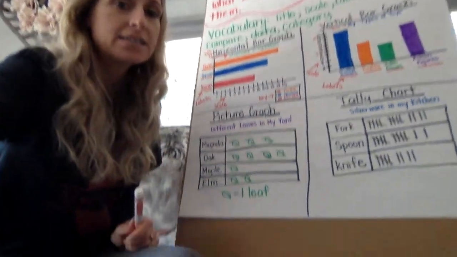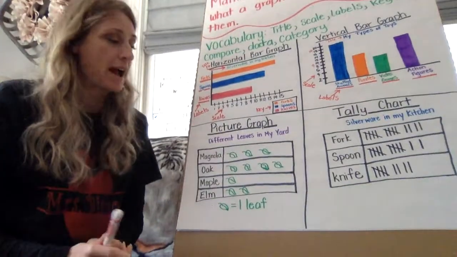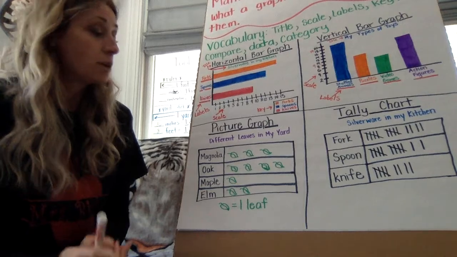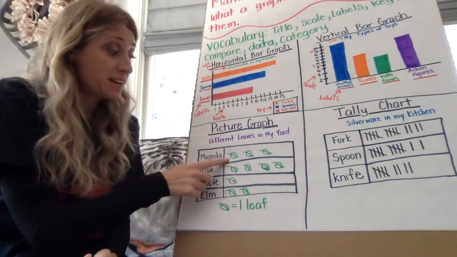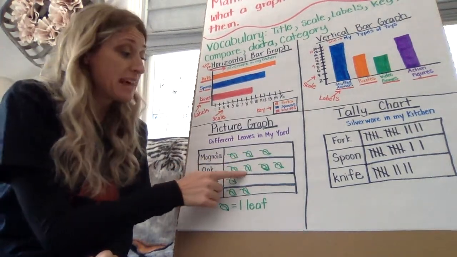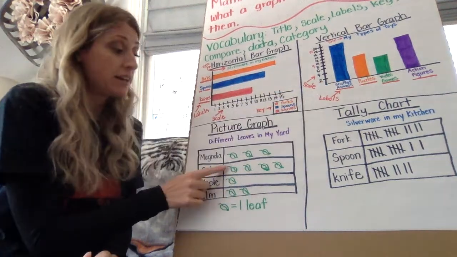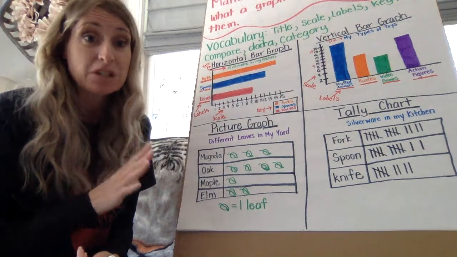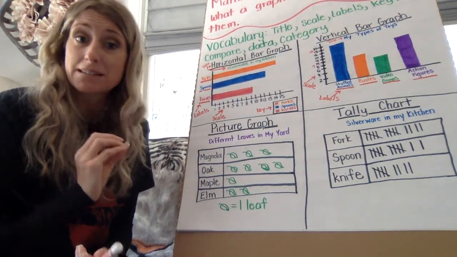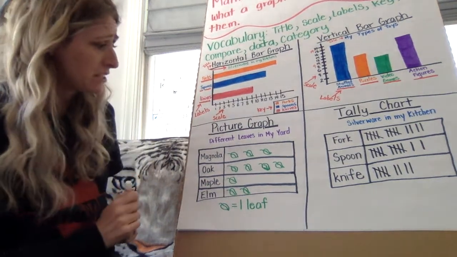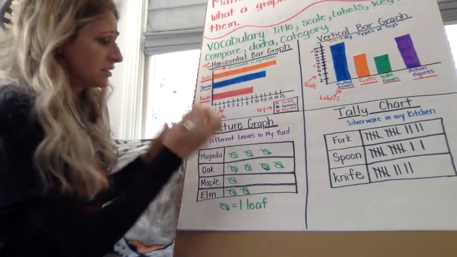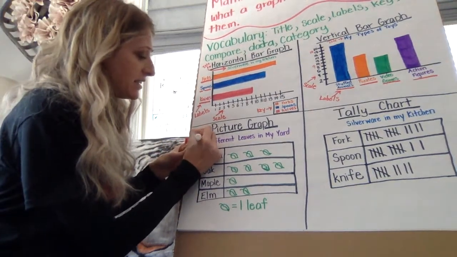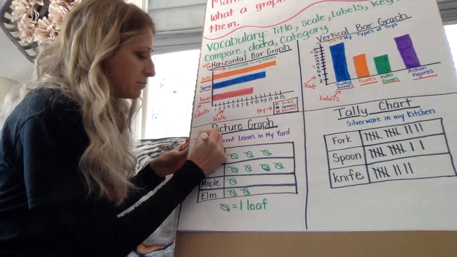All right, let's look here at our picture graph. And our picture graph is called a picture graph because the data is represented not in bars, but in pictures. And I'm glad that they picked an easy picture because I'm not the best artist, but I tried my best. So the title is Different Leaves in My Yard.